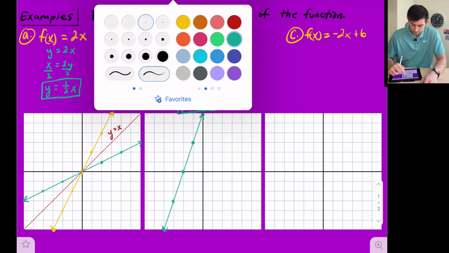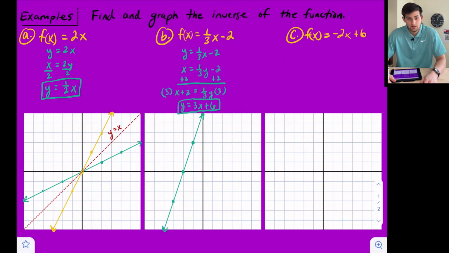And we'll switch over to our gold color and graph our original. So 1/3 x minus 2. So minus 2 is here. And 1/3 would be up 1, right 3. Up 1, right 3, or down 1, left 3.